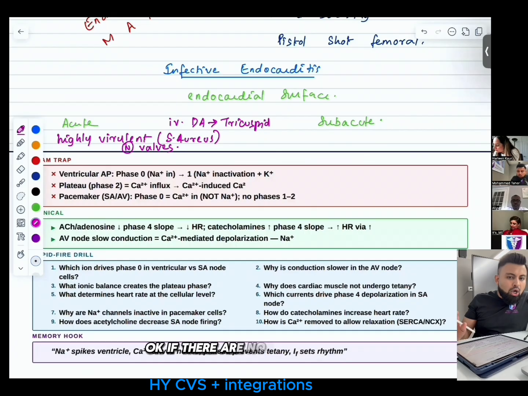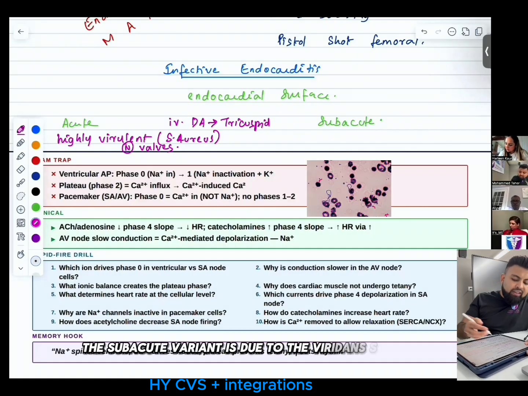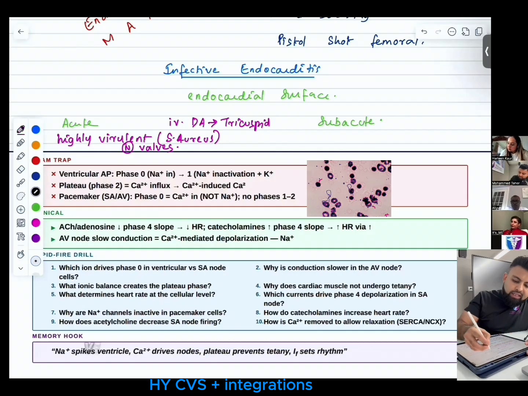If they are normal, pre-existing normal valves, Staph aureus is the most common pathogen. In Step 2, you will come across the different etiologies. What are the most important and most common risk factors associated with involvement of these different types of valves? In infective endocarditis, the question may talk about risk factors such as congenital heart diseases, prosthetic valves, prior history of infective endocarditis, and individuals who are having IV catheters or IV drug abuse. As I already mentioned, the subacute variant is due to viridans strep, very classic, very important, very commonly tested.